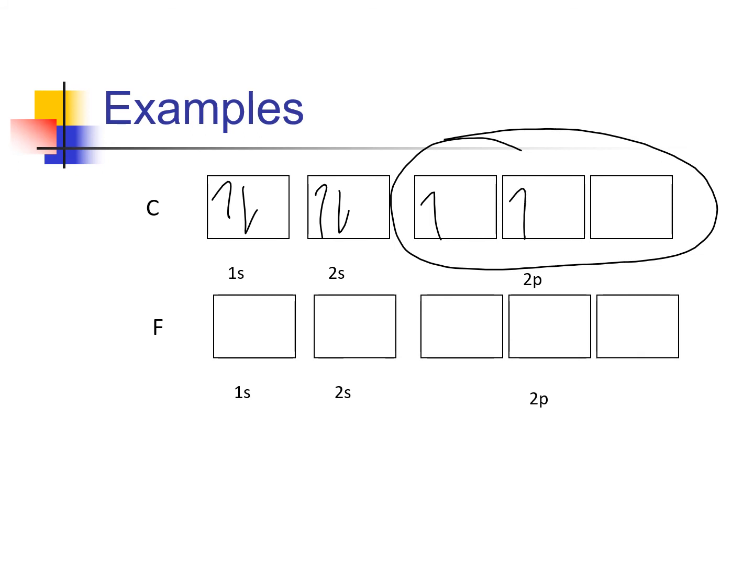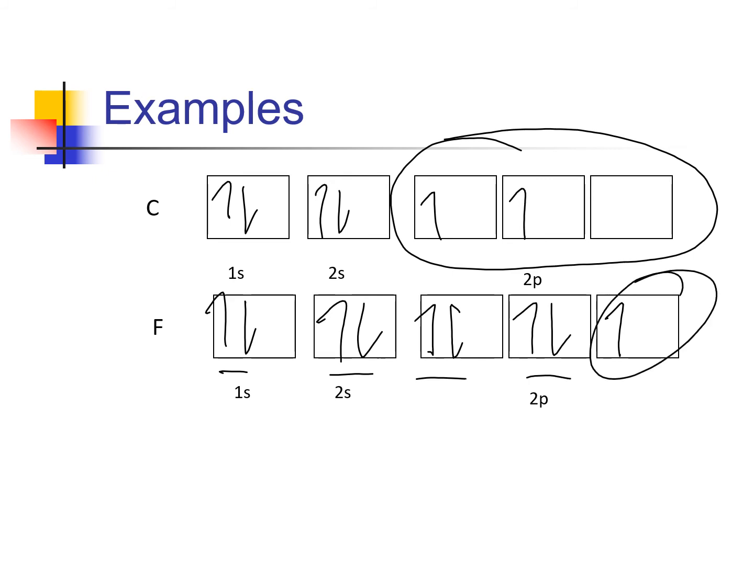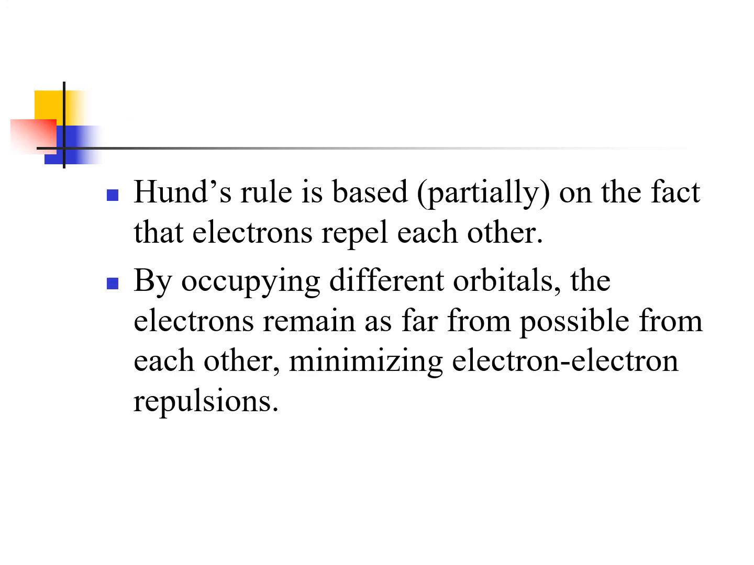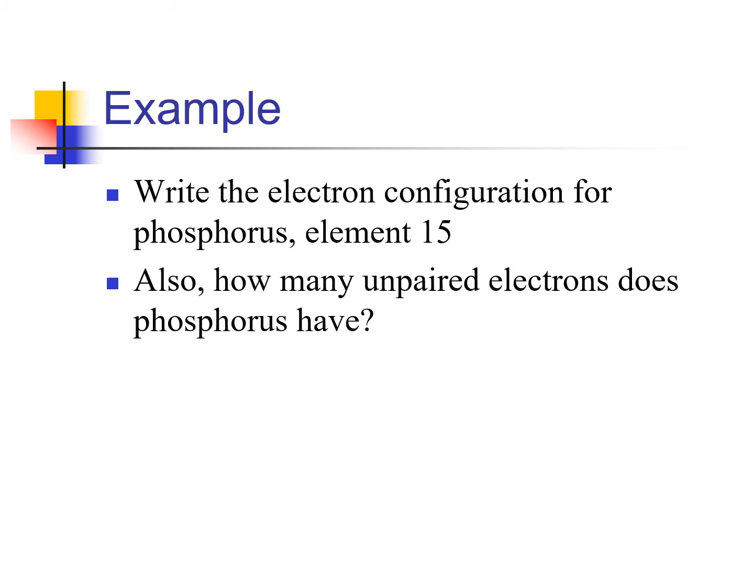Fluorine has 9 electrons. So 1, 2, 3, 4, 5, 6, 7. Now we can start doubling them up. 8, 9. So that's how we would see this. This would have 8 paired electrons and 1 unpaired electron. Hund's rule is based partially on the fact that electrons repel each other. Therefore, by going to different orbitals, we're spacing the electrons out as far as they can, minimizing electron-electron repulsions.